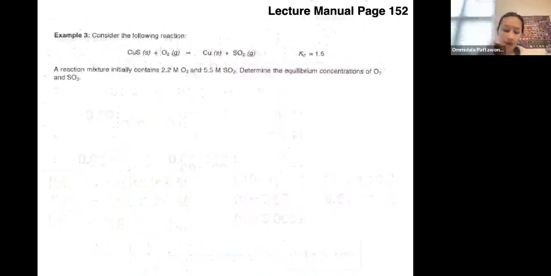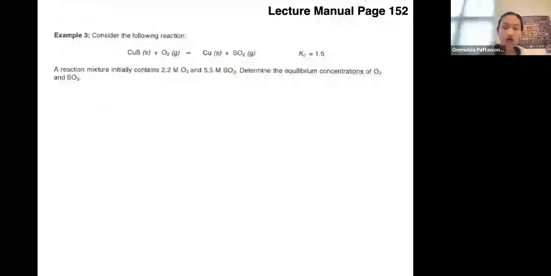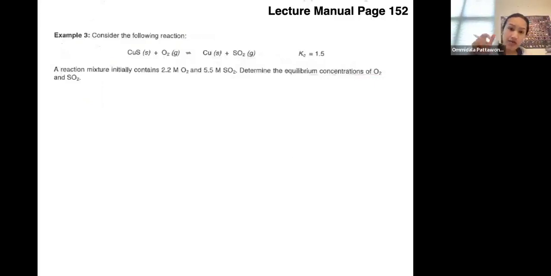For the previous two problems, you see that only the concentration of the reactant is given at the beginning. So in this case, we are going to take a look at an example where you are given both reactant and product. In this case, we need to determine how the change would occur, whether the product is going to decrease or the reactant is going to decrease. So we are going to take a look at the Q value in order to help us indicate the direction of the change.